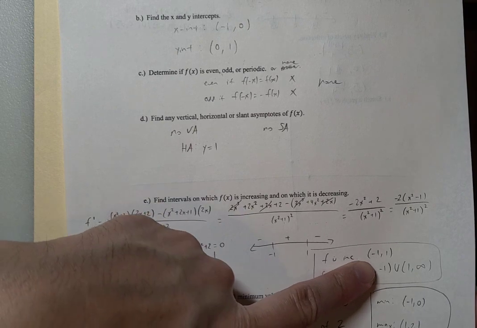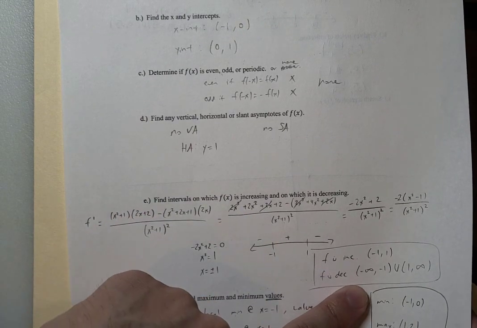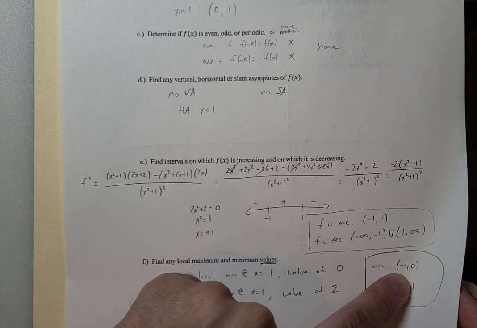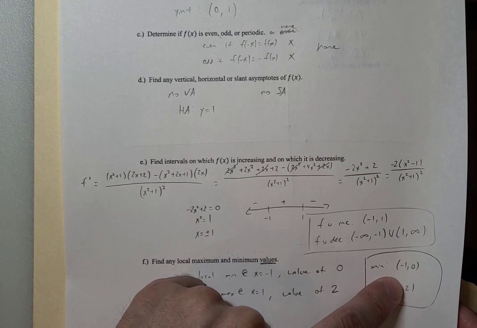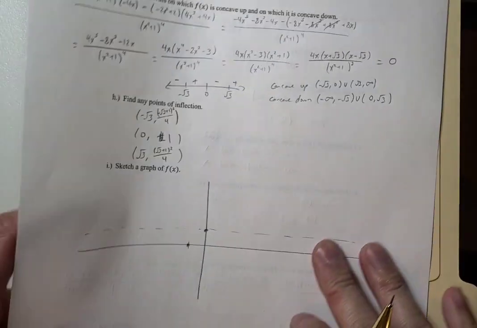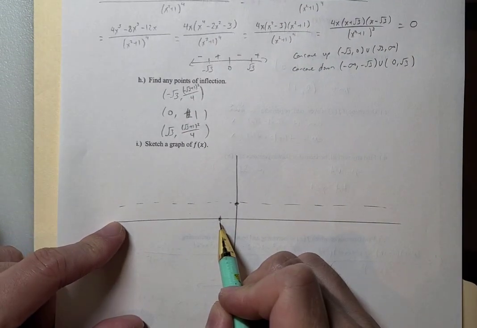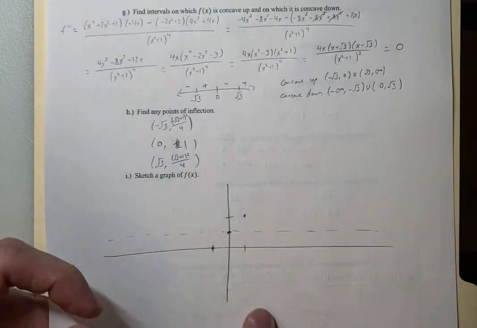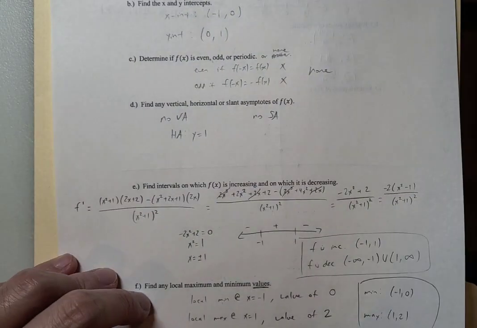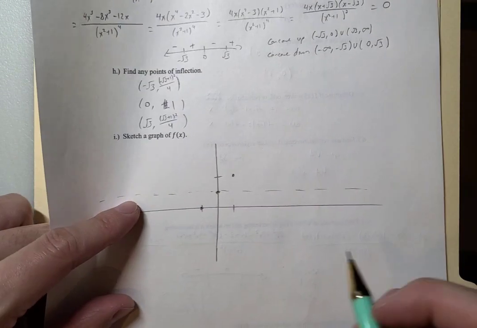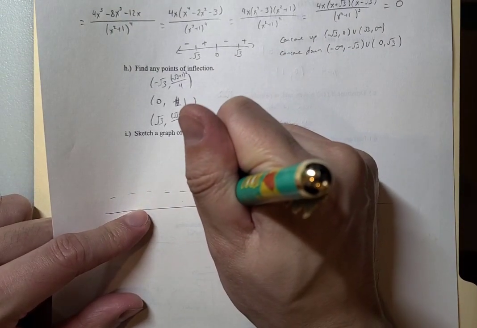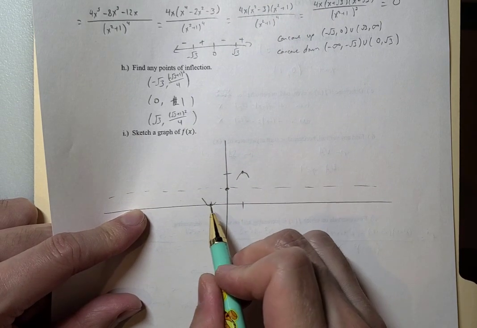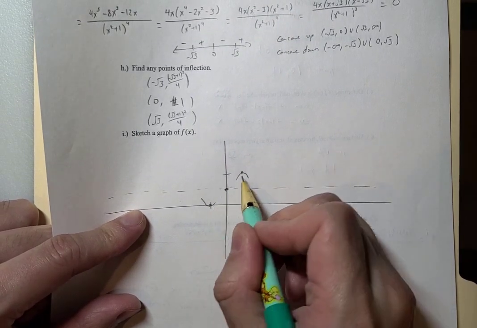F is increasing from negative 1 to 1 and decreasing everywhere else. And we know that there's a min at negative 1, 0 and a max at 1, 2. So let's plot those points. Negative 1, 0 we already have. 1, 2 is here. Okay, so this one was which one? The max, I'm guessing. Yeah, and min is over here. All right, so it'll look something like this, right? So we can even sketch it right there already for the min and the max. And you can probably guess that it's connected there.